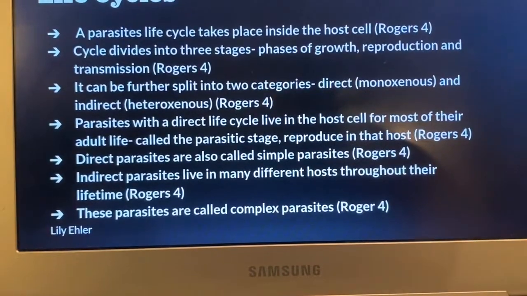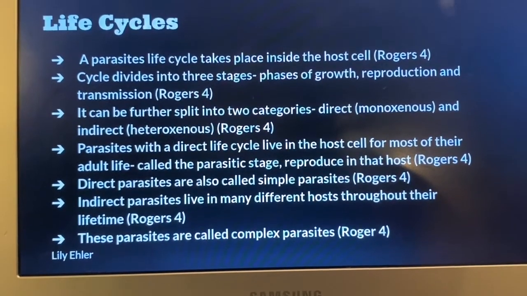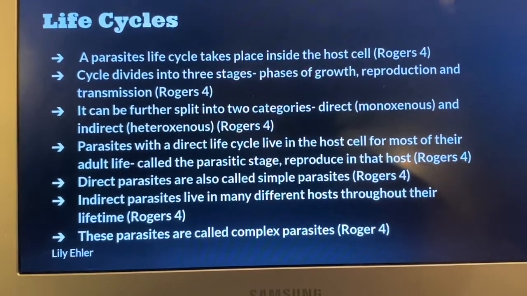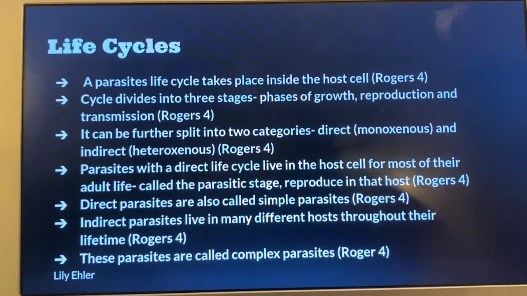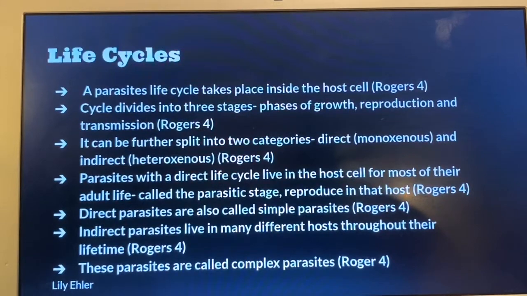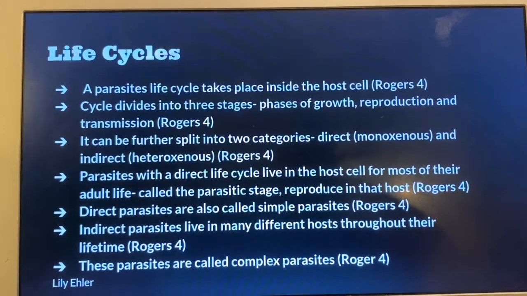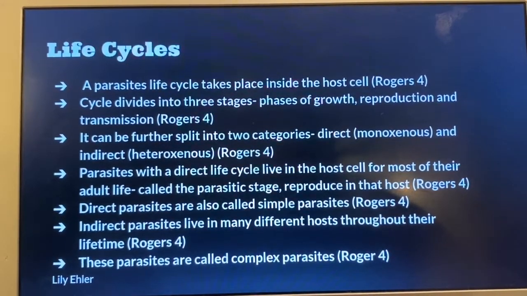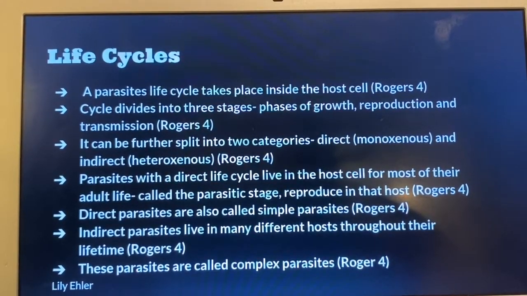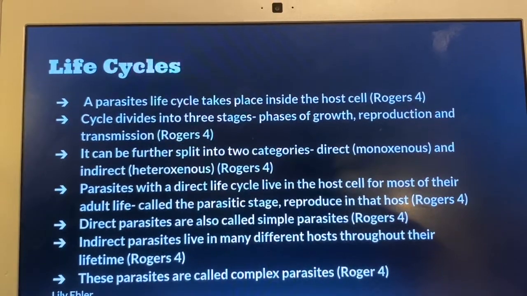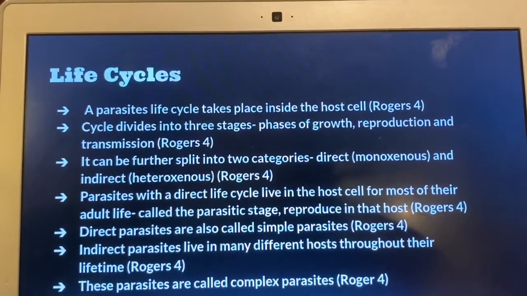The life cycle of parasites can be different between parasites because one can be indirect or direct. So the life cycle usually takes place inside the host cell, and this cycle can divide into 3 stages. The first one is phases of growth, and then reproduction, and finally transmission. And it then can be further split into 2 categories, which is direct and indirect.